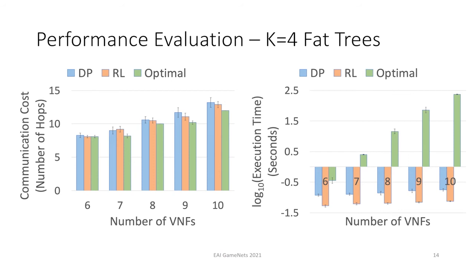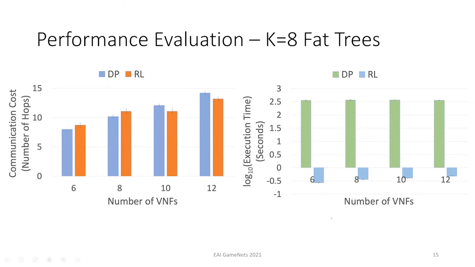This shows that our MARL algorithm achieves comparable communication cost as the existing SFC placement algorithms while using a smaller amount of execution time. Next, we compare the MARL algorithm and the dynamic programming algorithm in a larger scale of k=8 fat tree data centers, as shown in these graphs. We did not include the optimal algorithm in this comparison because the execution time would take too long with k=8.